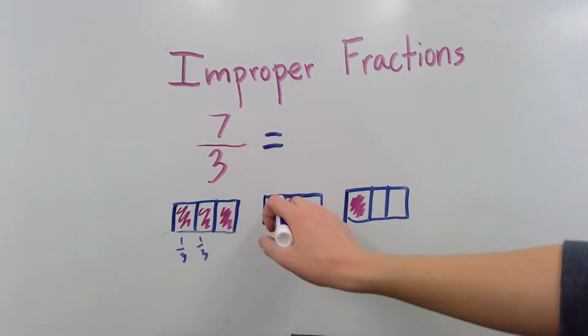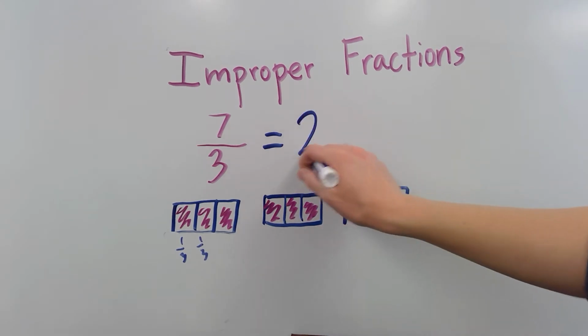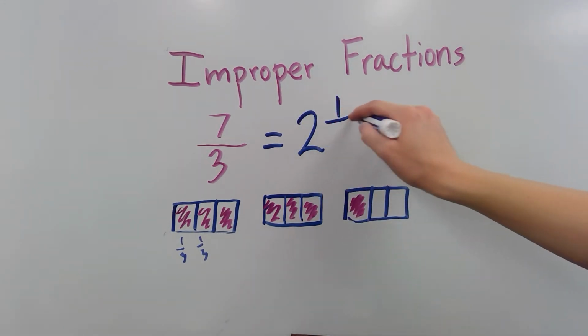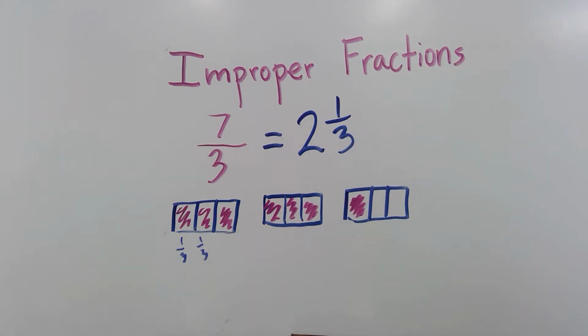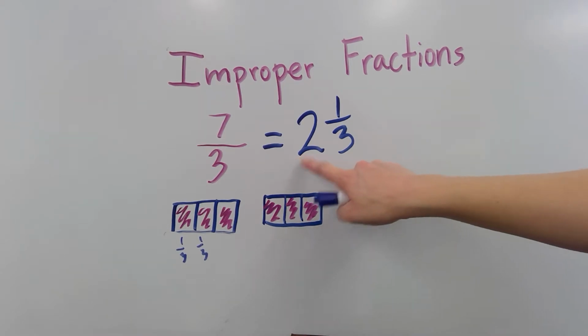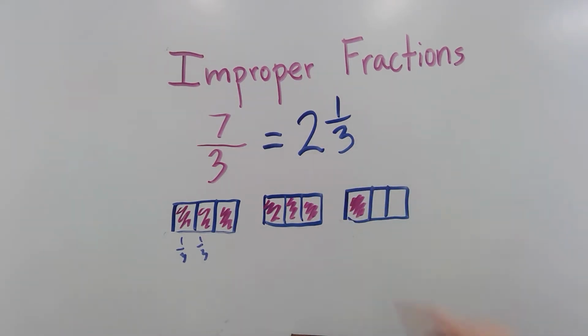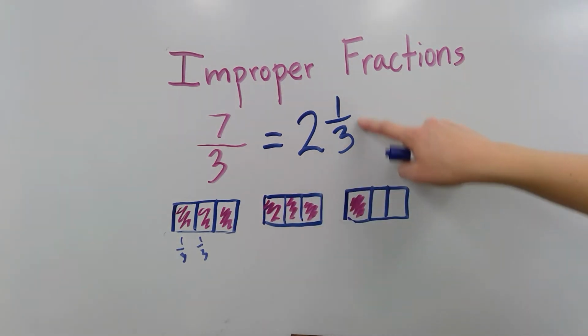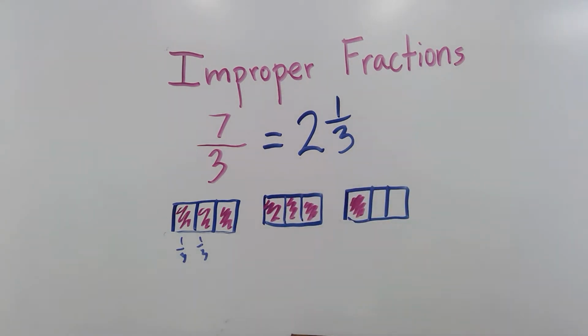Well, here's one whole, there's one whole. So I have 2 wholes, and then my leftovers, which is 1/3. So 7/3 is the exact same thing as 2 and 1/3. Because 2 means I have 2 wholes, 1, 2, and then I have 1/3. So it gets you to the exact same place.